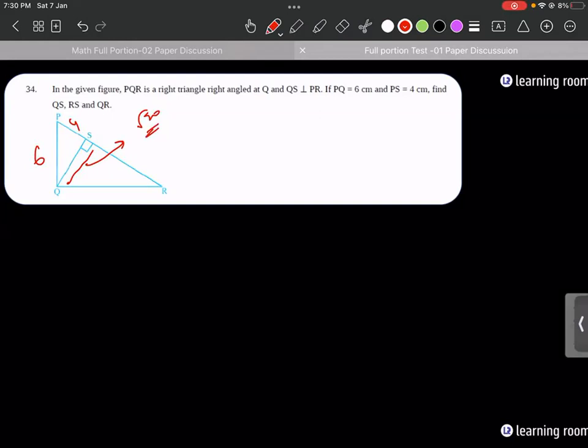Now, here is where the tricky part in this question is. You don't know the other sides. Then what are you supposed to do? You need to take the similarities into consideration and find out the other values. So root 20, how can you write it as? 2 root 5.